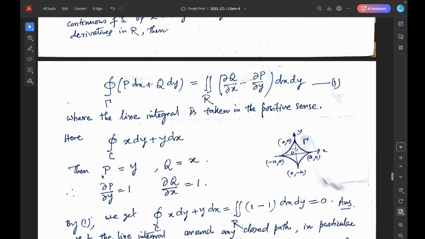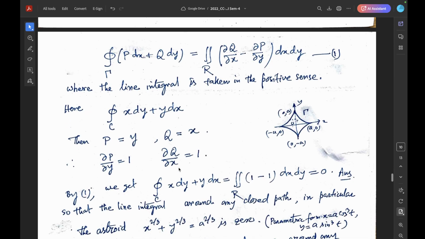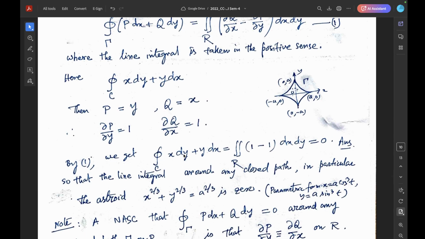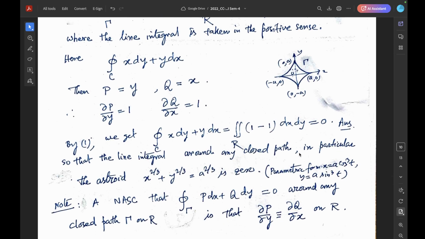Here the closed integration over C of x dy plus y dx. Obviously dx goes with P, so capital P equal to y, and dy goes with Q, so Q equal to x. Then del y P equal to 1 and del x of Q equal to 1. From this, if we put del x of Q equal to 1 and del y of P equal to 1, so 1 minus 1 is 0. So we get the closed integration over C of x dy plus y dx actually equal to 0, this is the answer. So the line integral around any closed path, in particular the asteroid, is 0.